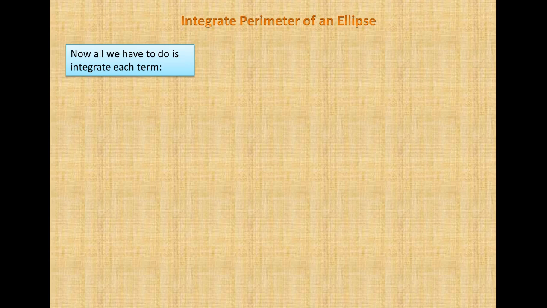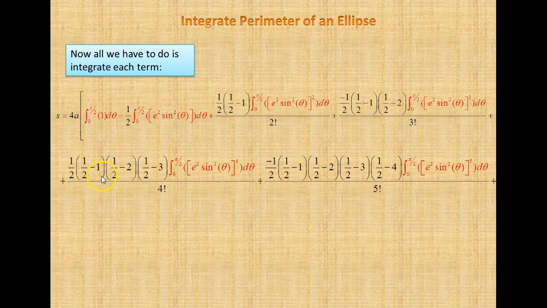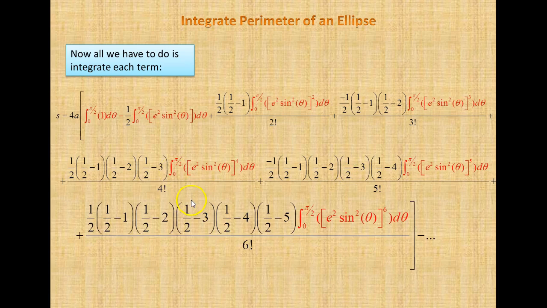Now all we have to do is integrate each term. S is equal to 4a times the integral of the first term, the second term, the third term, and the fourth term, and then the fifth term, the sixth term, the seventh term. I'm only going out to the fourth term. And I'm going to multiply each term in this expansion by 4a.